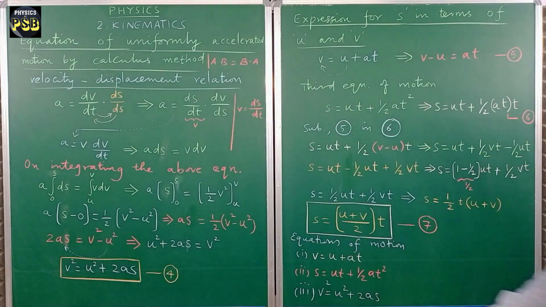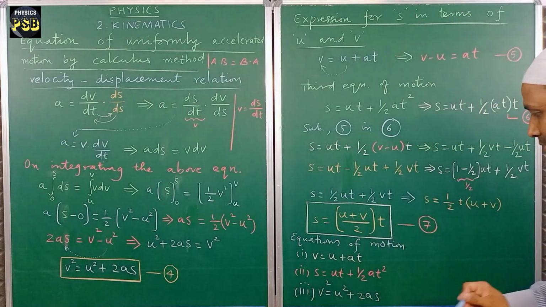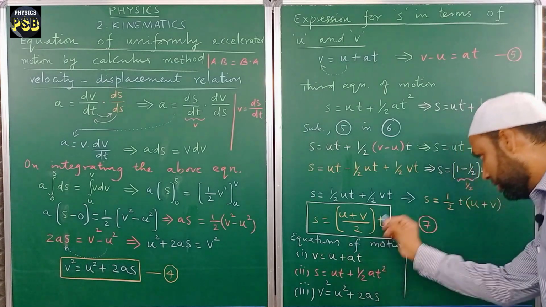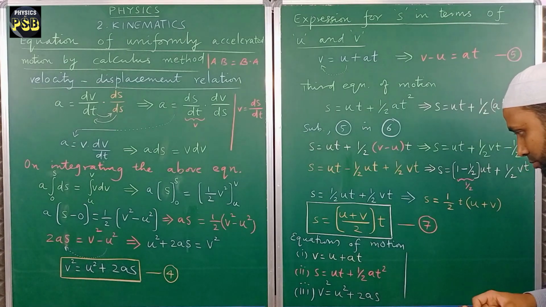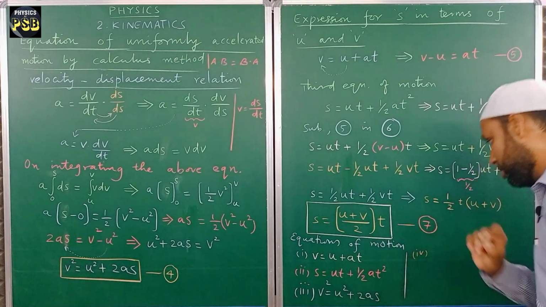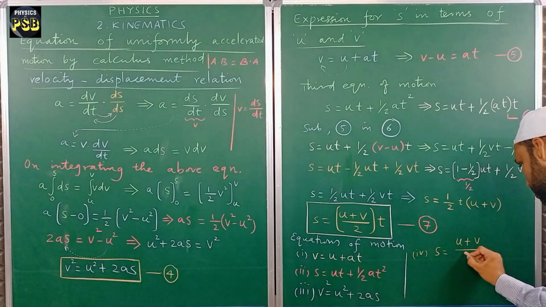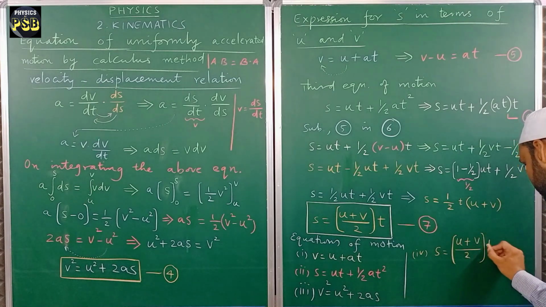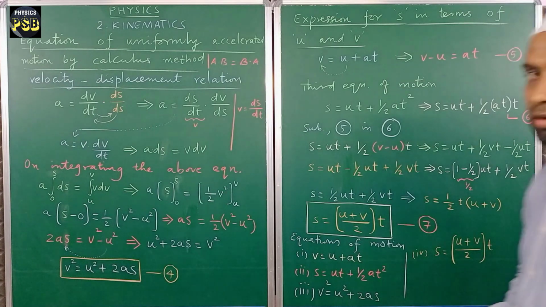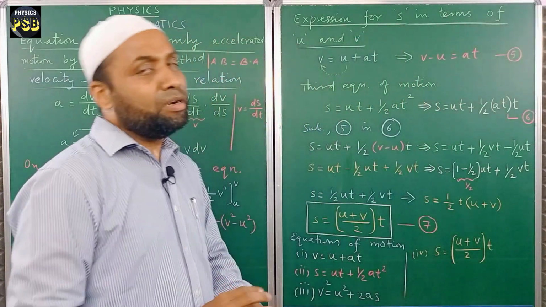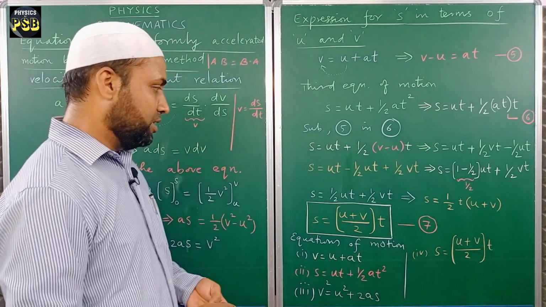Now, this equation, which represents displacement, can be written in this manner. So I include this equation also here: s is equal to (u plus v) upon 2 multiplied with t. So these are equations of motion, otherwise called kinematic equations of motion, or kinematic equations in simple.